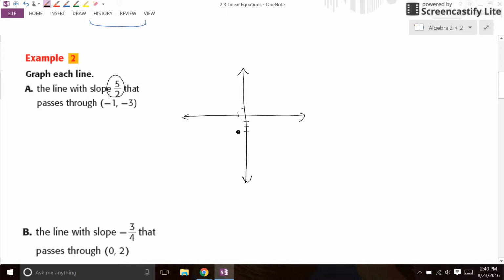1, 2, 3, 4, 5. It's right here. And then I'm going to run 2. I'm going to go right 2. 1, 2. And then right there. And I could do that again. I could go up 5 and over 2.